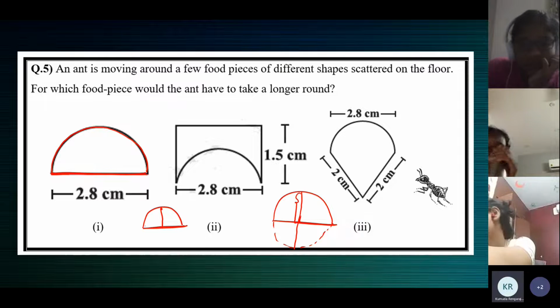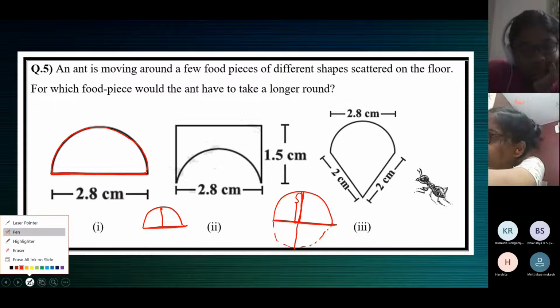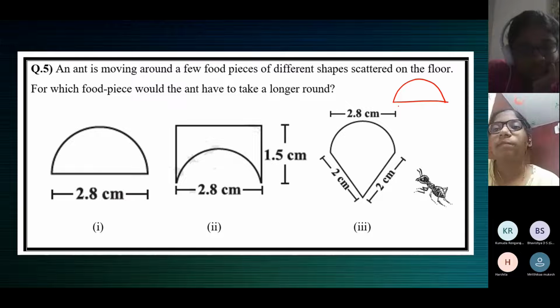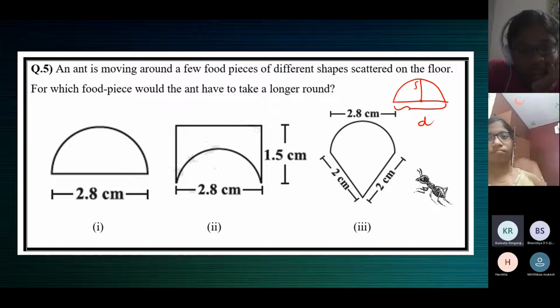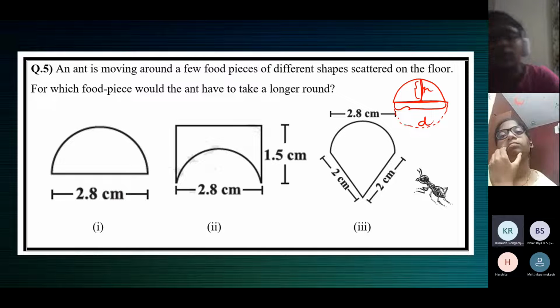From the center, this line segment is the radius, while this line segment is the diameter. Please think about that again. In this figure, this is the diameter. This line segment is the radius of the circle, because see here, see the circle. This is the radius. This is the diameter.